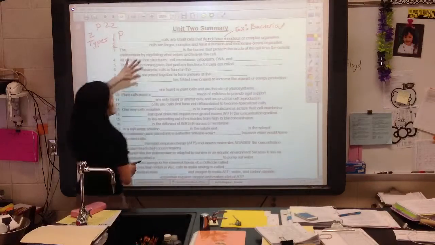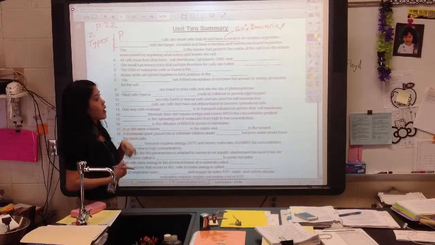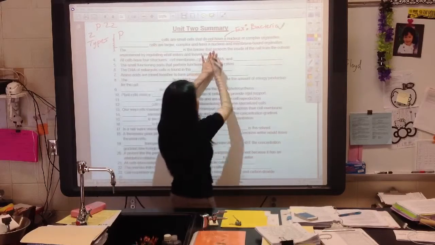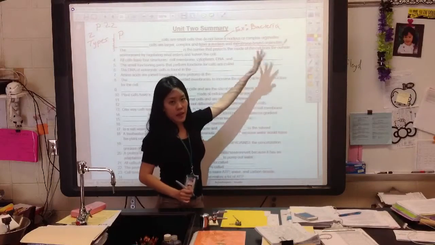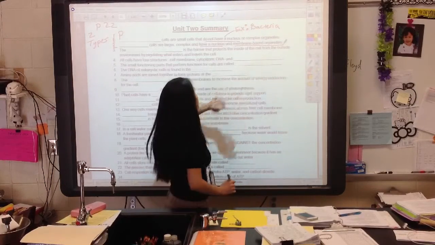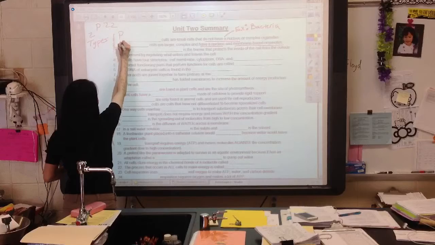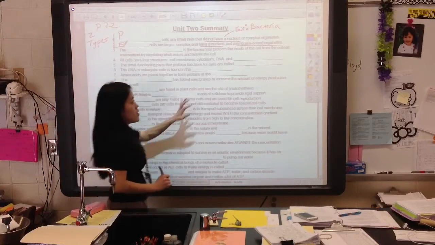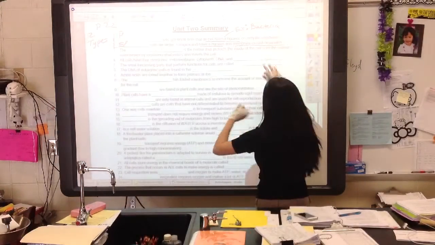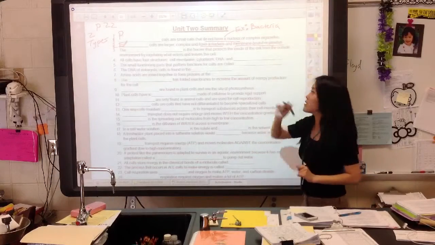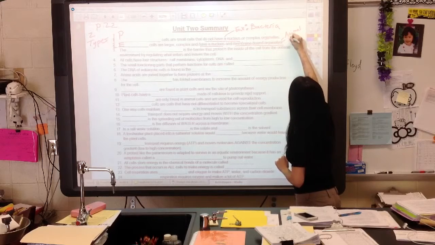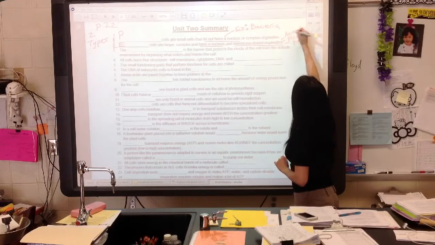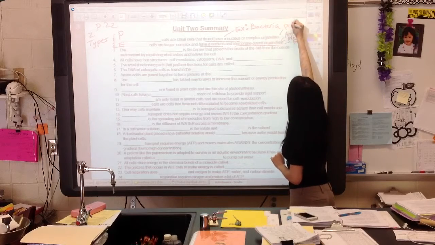Number 2, we're talking about cells that are larger and more complex, and they have a nucleus and membrane-bound organelles, like mitochondria and chloroplasts. The answer for number 2 will start with an E. Some types of organisms that belong to this cell type would be things like animals, plants, fungus, and protists.